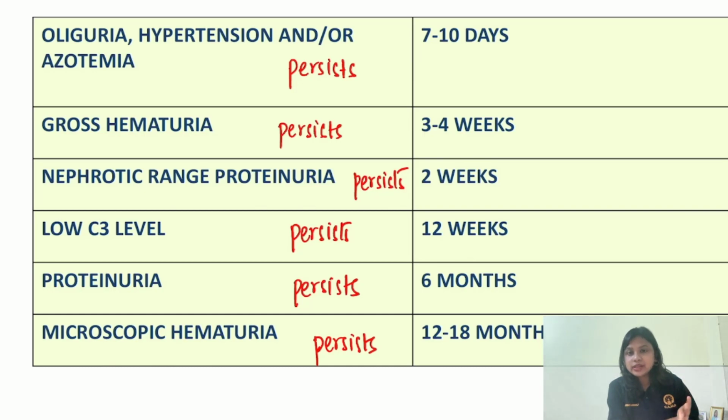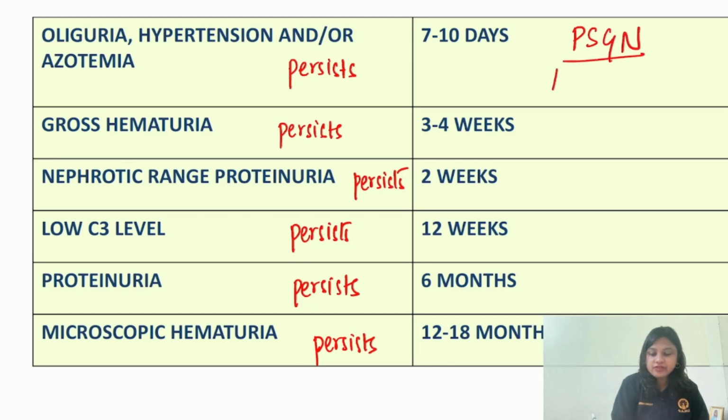If it doesn't normalize, if it persists for 12 weeks, you need to go for renal biopsy, because one of the reasons for a persistently low complement level is lupus nephritis. There are other causes also, such as endocarditis and shunt nephritis, which present with transiently low complement level. But for your level, just remember in PSGN we have low C3, and this normalizes in 8 weeks. Much repeated MCQ.